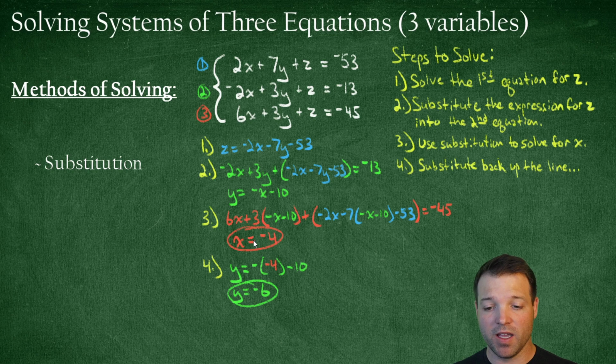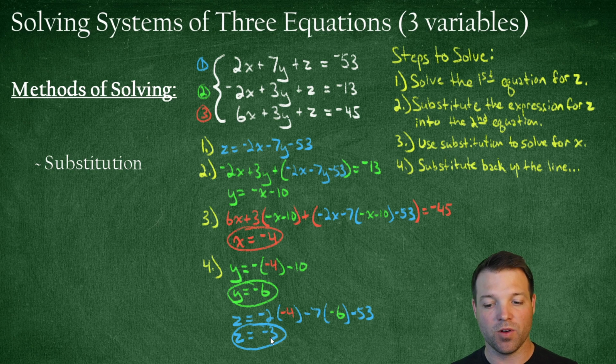And now that I have x is negative 4 and y is negative 6, I can go back up to where I solve for z, where I can plug in x and y and get my value for z, which ends up being negative 3. All right, that's not my final answer. I need to list my final answer appropriately as an ordered triplet, in this case, x, y, and z.